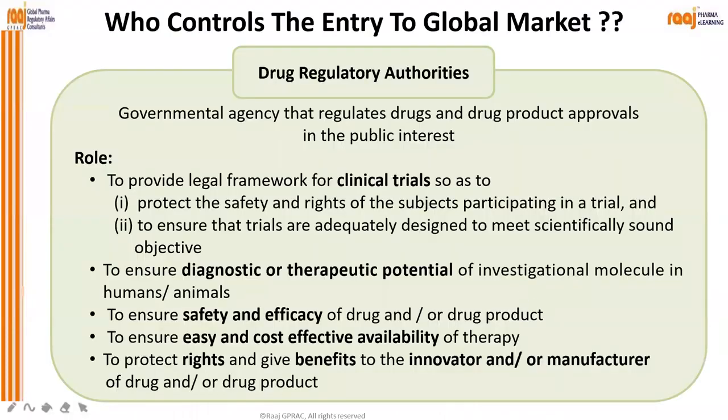So, who controls the entry to the global market? The governmental agency that regulates drugs and drug product approvals in the public interest. Its role is to provide a legal framework for clinical trials, so as to protect the safety and rights of the subjects participating in a trial, and to ensure that trials are adequately designed to meet scientifically sound objectives. As I mentioned earlier, any health authority's main objective is to protect public health, and to do so we have to meet three parameters: quality, safety, and efficacy.